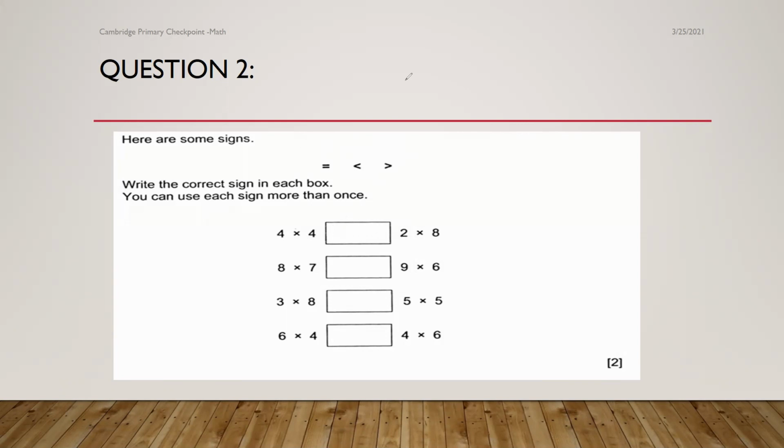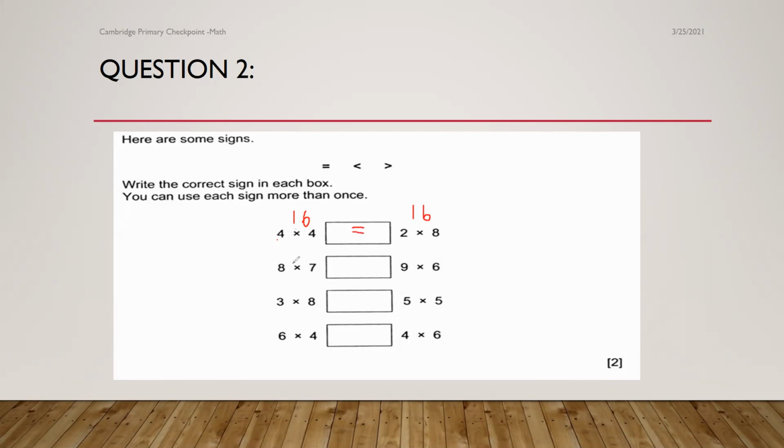To find this, the first thing you have to do, you multiply these and find your value. Then it's much easier for you to identify the sign, right? 4 times 4 is 16. So I'm going to write 16. Then 2 times 8, it's 16. So then 16 and 16, both sides are similar. Therefore, I can use the equal sign, right?